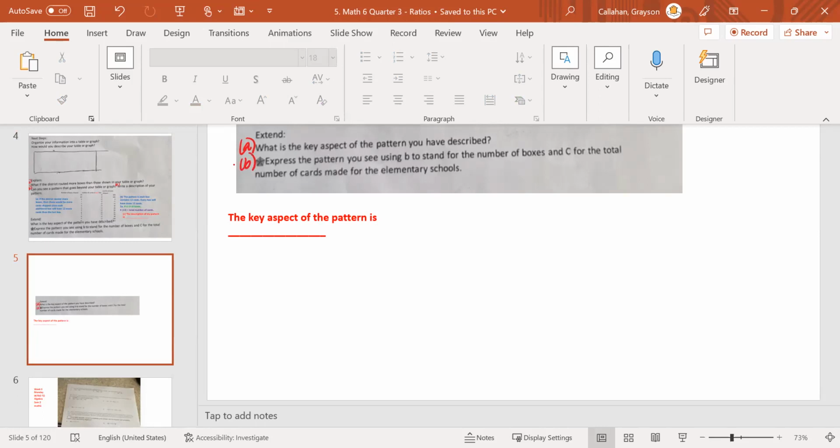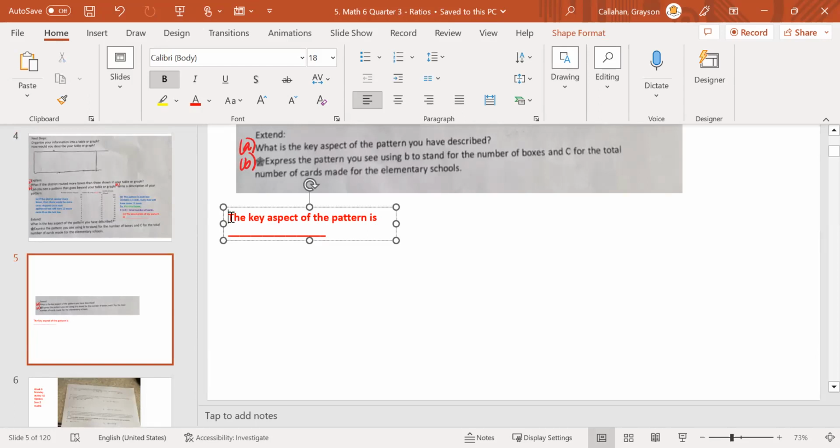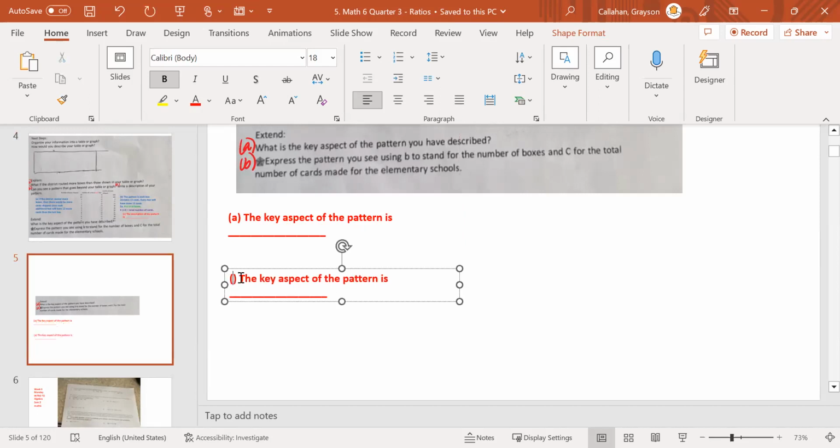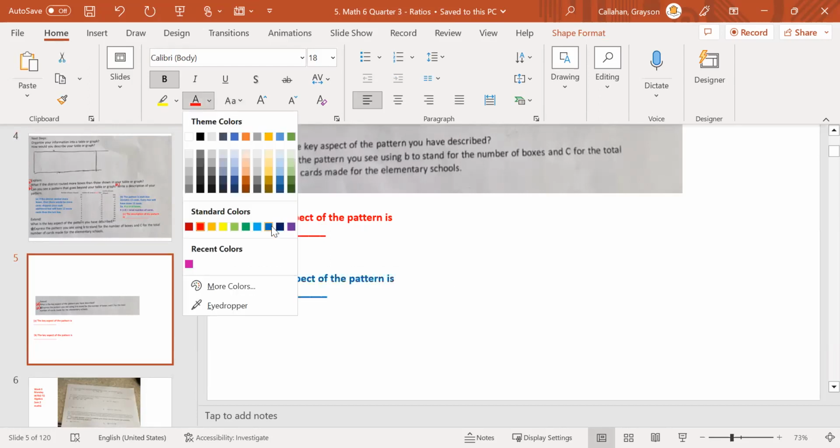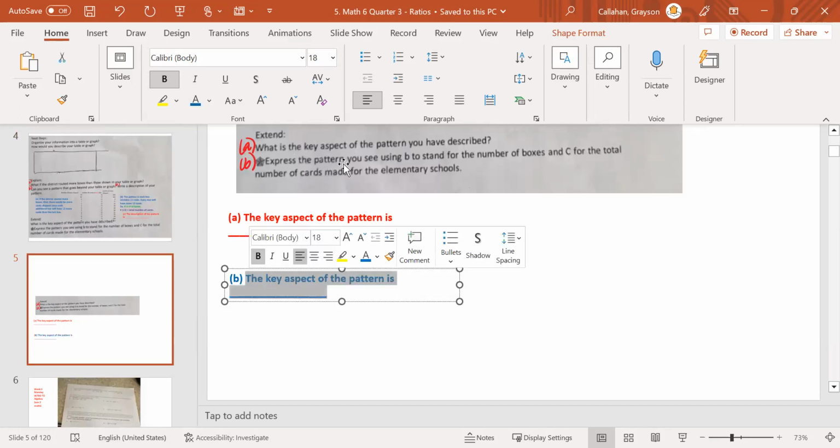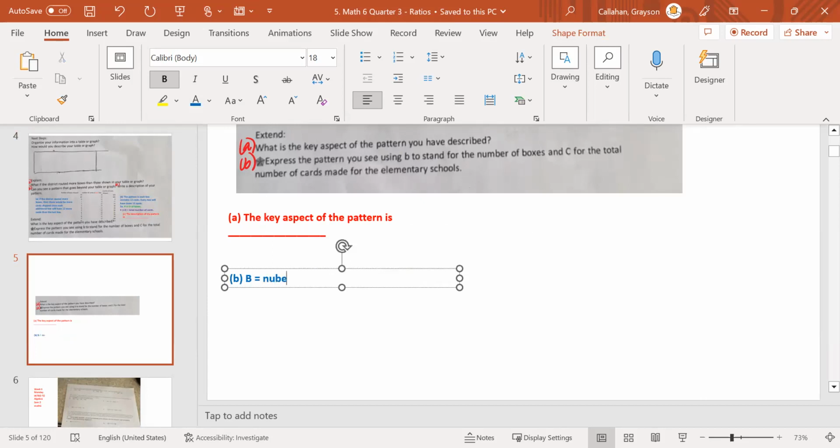B, express the pattern using. Okay. So this right here is going to be A. Okay. What does B ask you? What does question B ask you? See where it's labeled B right there? Right here. Express what? Express the pattern you see using B to stand for the number of boxes. Okay, so B equals the number of boxes, right?